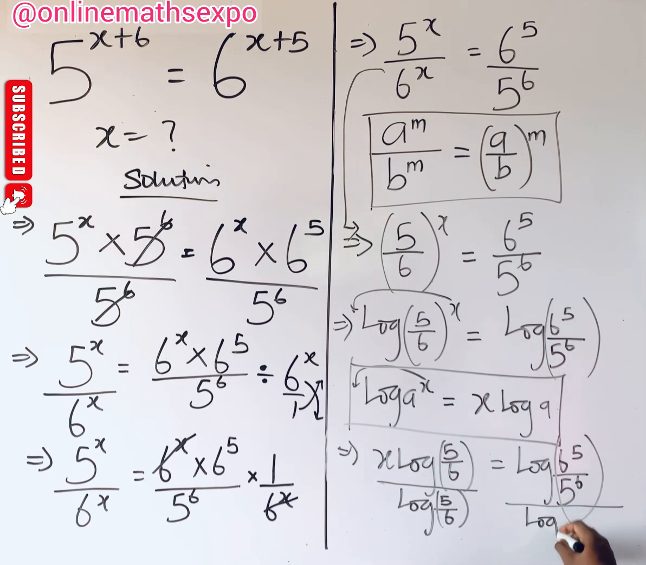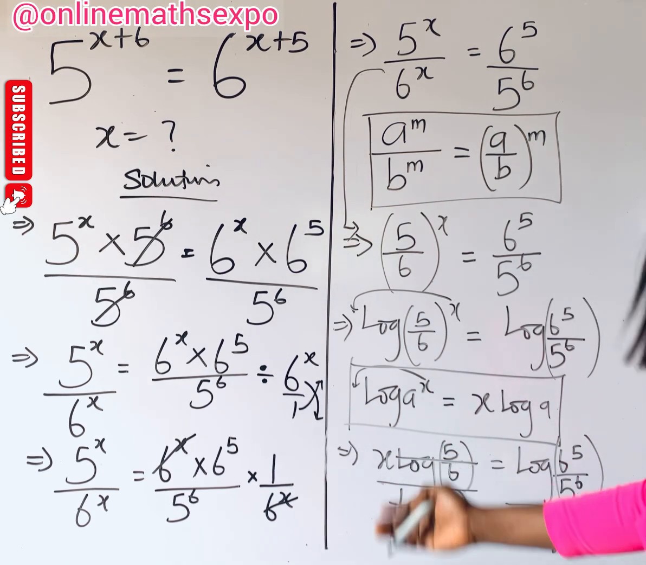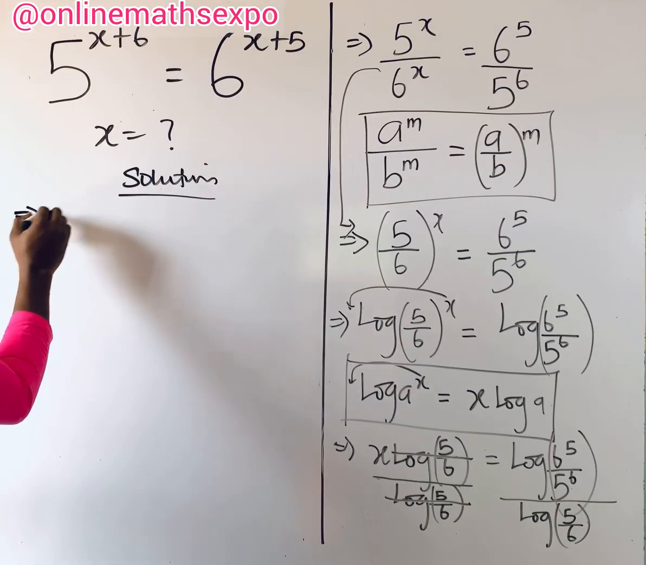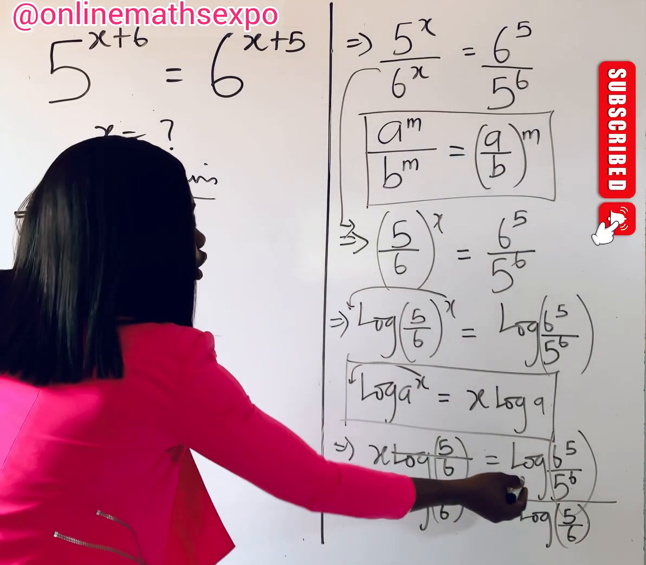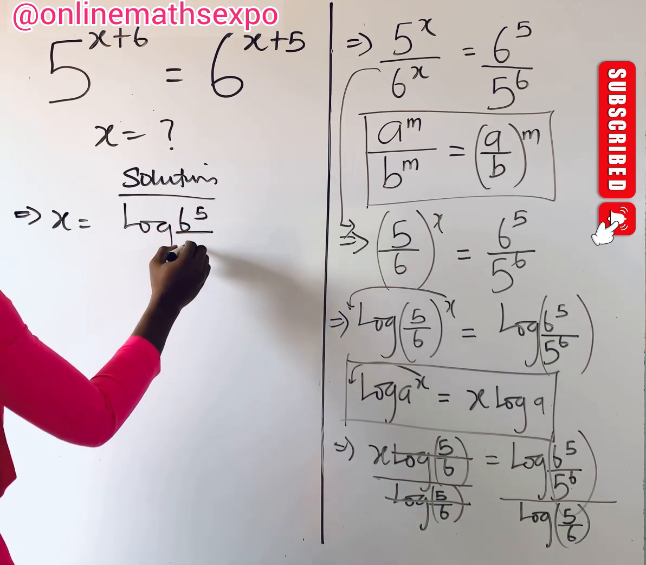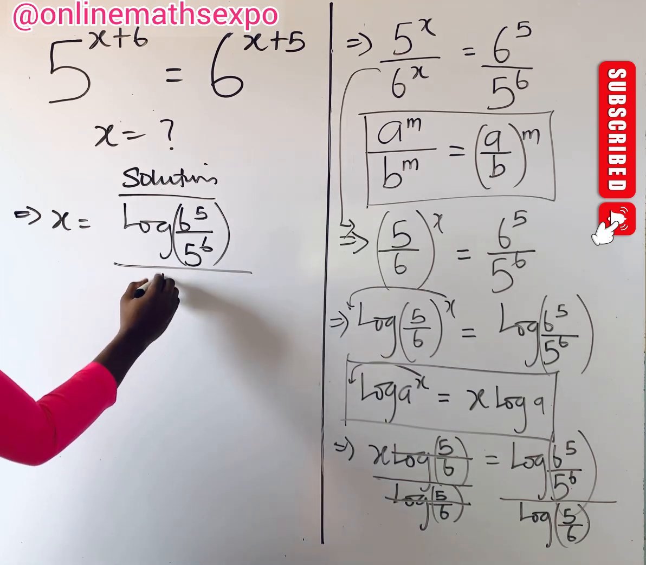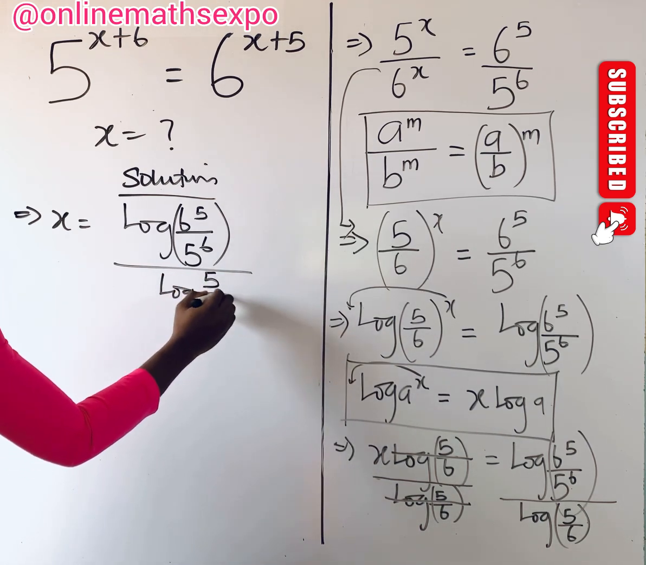So you have log of 5 divided by 6. Now, this takes off this. So we're going to have x is equal to log of 6 to the power of 5 divided by 5 to the power of 6, divided by log of 5 divided by 6.